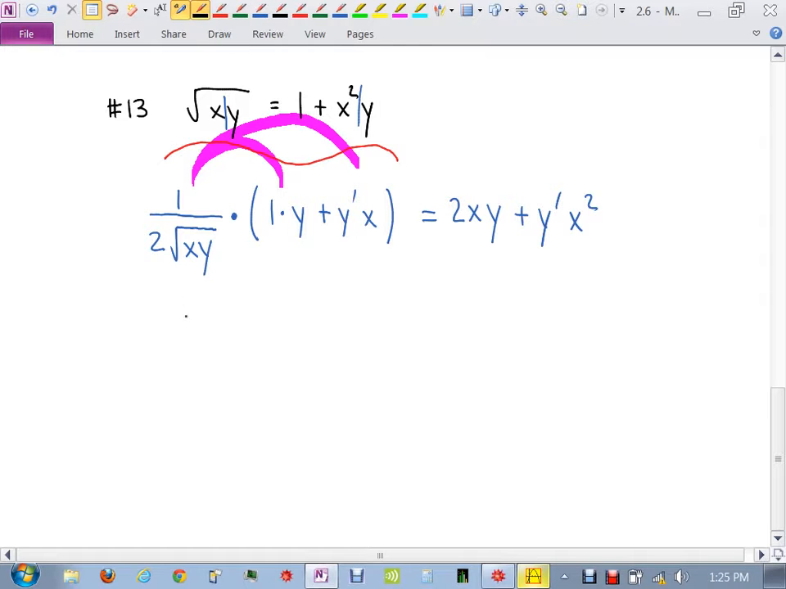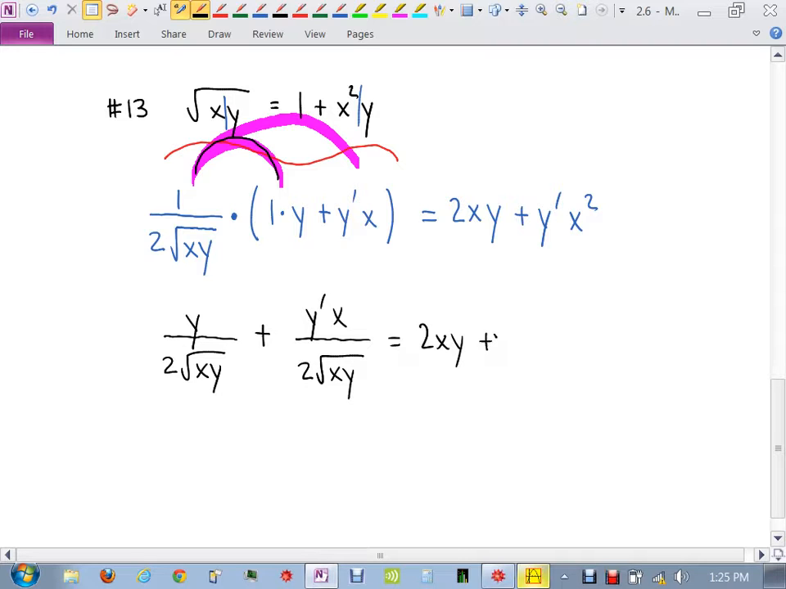So when I distribute through here, I'll get y over 2 root xy. That's that first distribution right there. That's just a y on top. And then the next one will be plus a y prime x on top of 2 root xy equals 2xy plus y prime x squared.